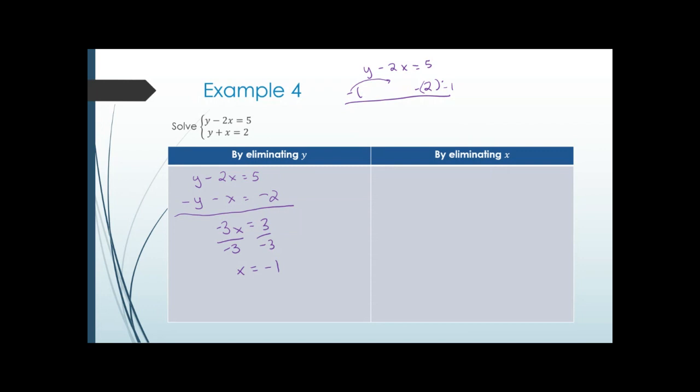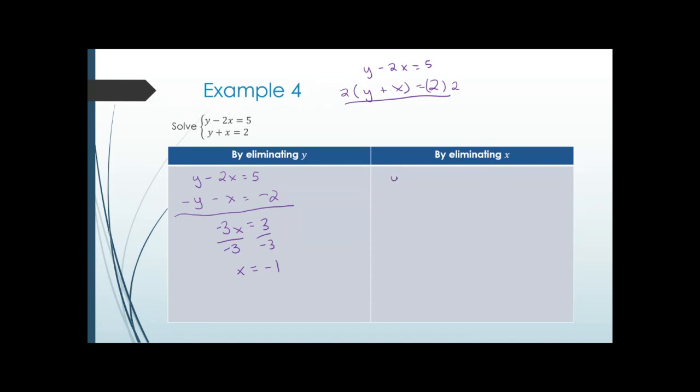So let's take a look at what we have. I'm going to erase. And so we have y plus x equals 2, that's the second equation. I want my x's now. If I'm going to do this by eliminating x, I need them to have the same number. So the first equation has 2 in front of the x. The second one has a 1. I can multiply the second equation by 2 on both sides so that I can get a 2 in front of the x.